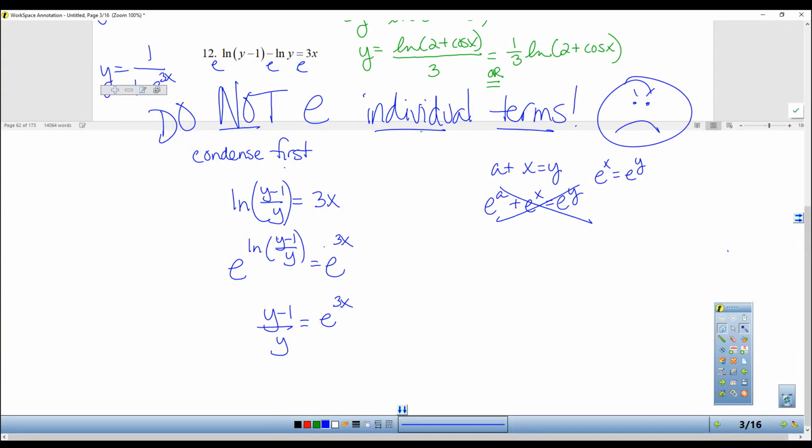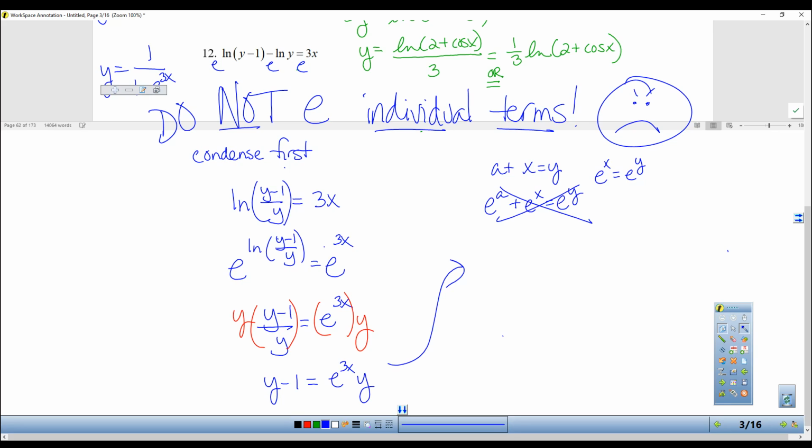Now, interestingly, as big a deal as I made about that, this is still not done. This is still a really hard problem. So first step is always to clear your fractions. Multiply both sides by y, and that gives me y minus 1 is equal to e to the 3xy.